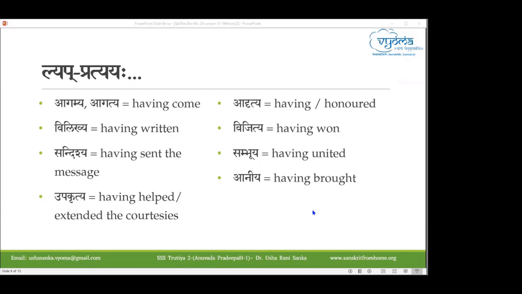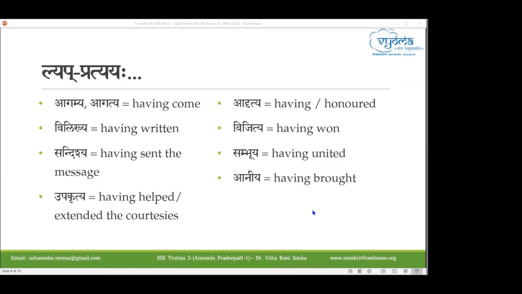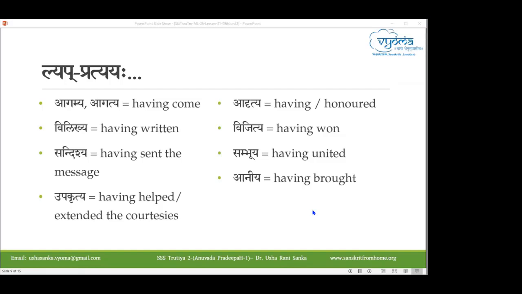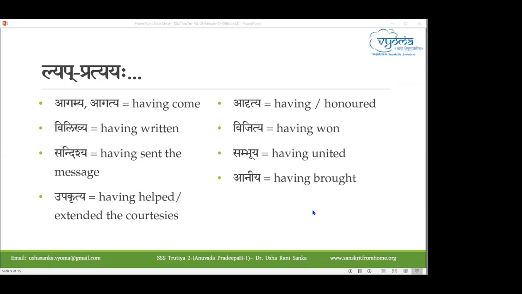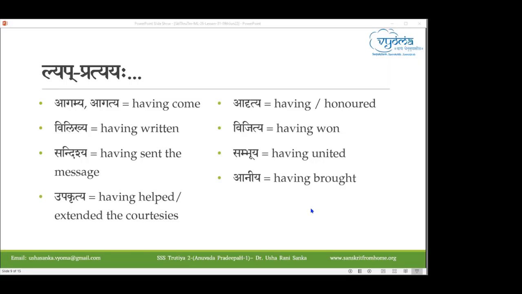Upasarga a, ni dhatu, lyap pratyaya. Correct. So, what is the meaning of aniya? Having brought. Yeah, having brought. Now I'm asking about a-ni. What is a-ni? Ni is to take and a-ni is to bring. Okay, bring, opposite of ni. And that is having left.